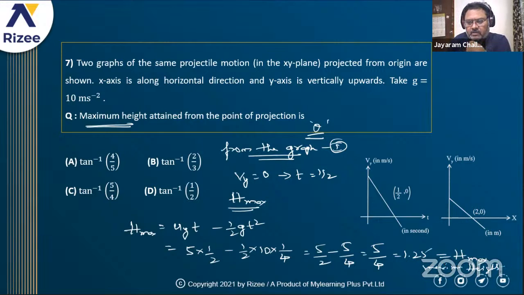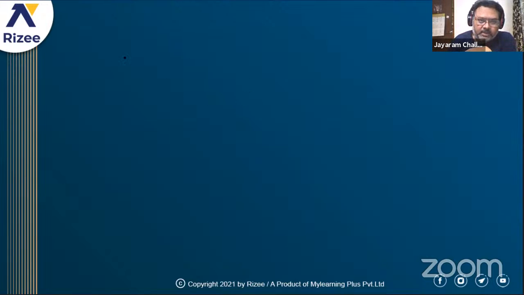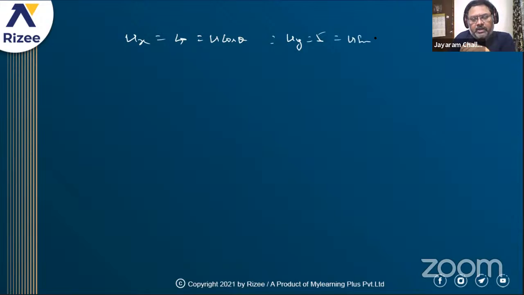Maximum height. So first part I have got. Now to find out the theta. So how to find out this particular theta? We have got the ux is equal to 4, which is equal to u cos theta, and uy is equal to 5, that is equal to u sine theta. On dividing these two things, tan theta can be written as 5 by 4. That implies theta is equal to tan inverse of 5 by 4.